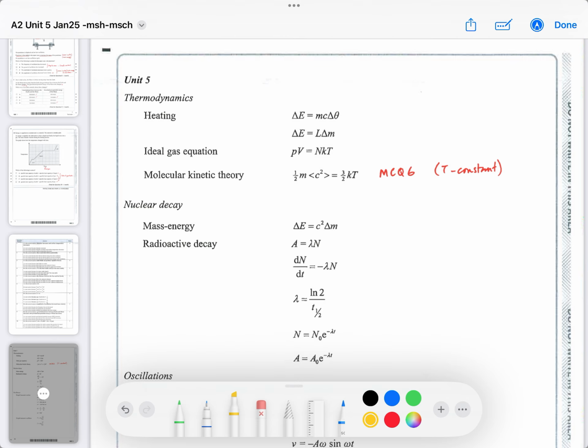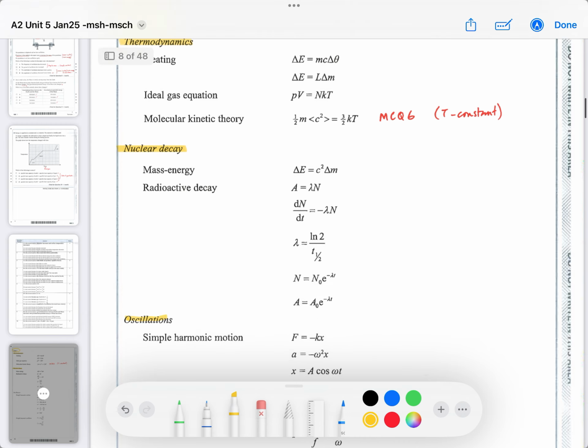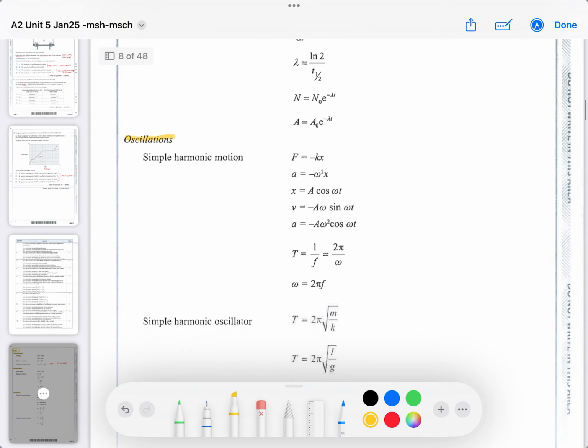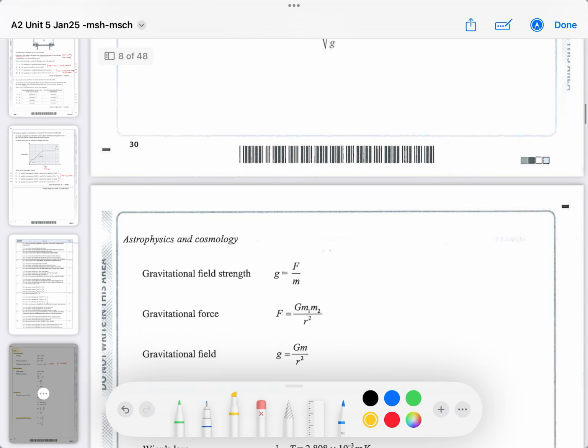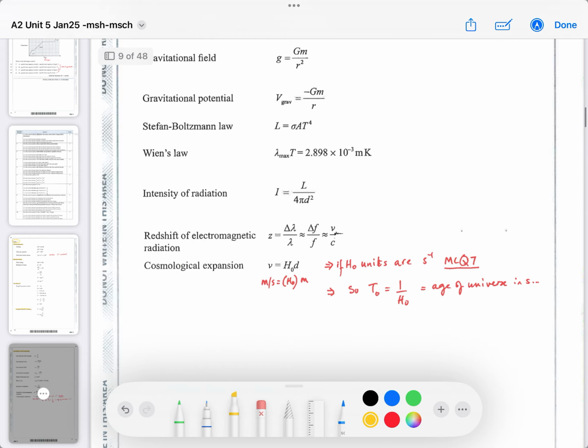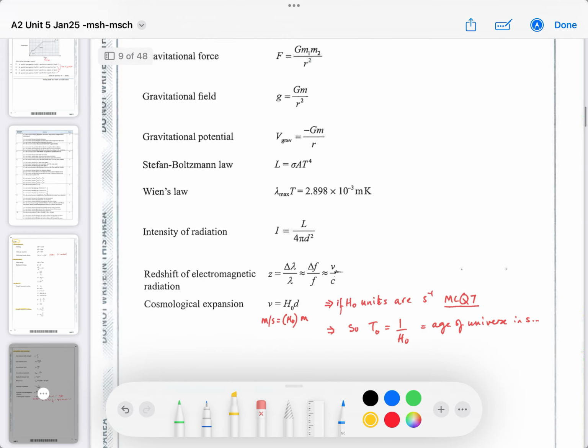So for example, Unit 5, the content they give you is on thermodynamics, nuclear energy, oscillations, and this is, I put this at the beginning of the paper, so we actually look at it: simple harmonic oscillators, astrophysics and cosmology. So this is exactly the same as the linear.